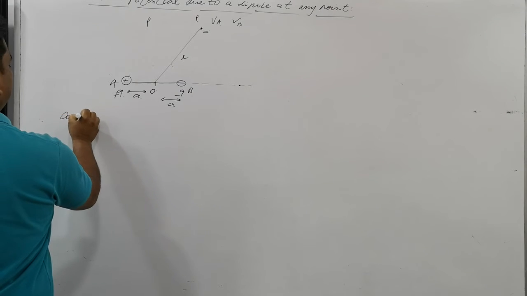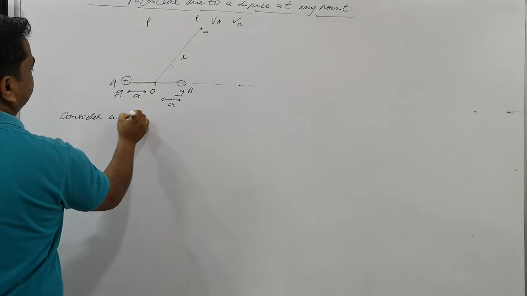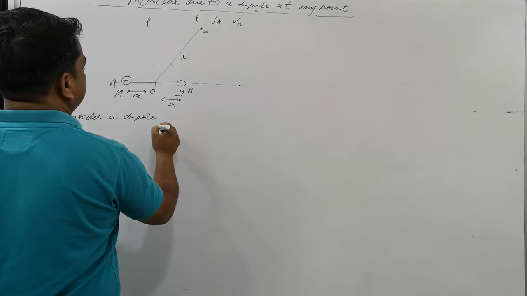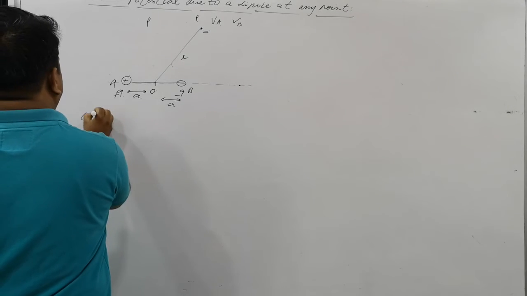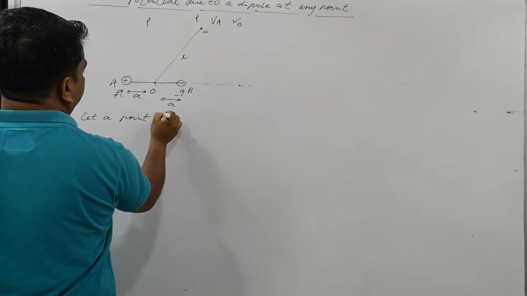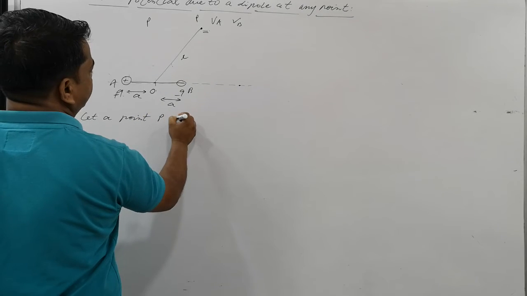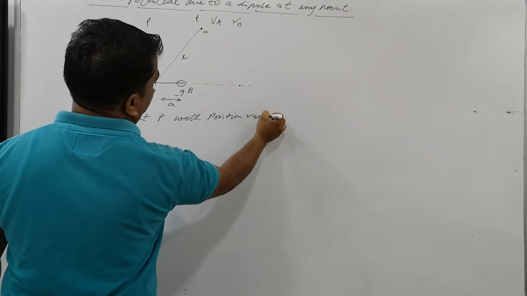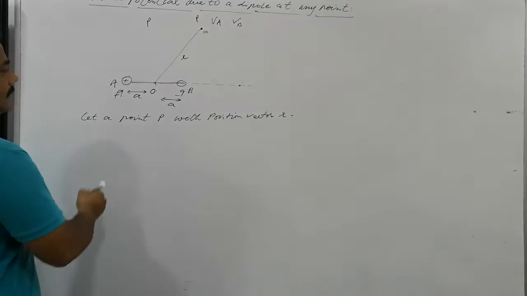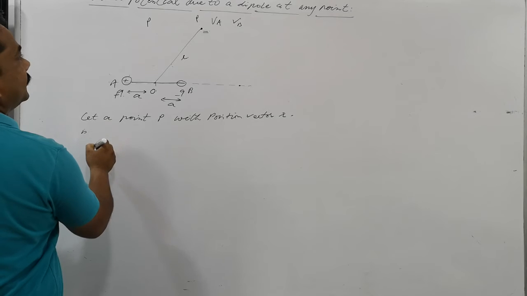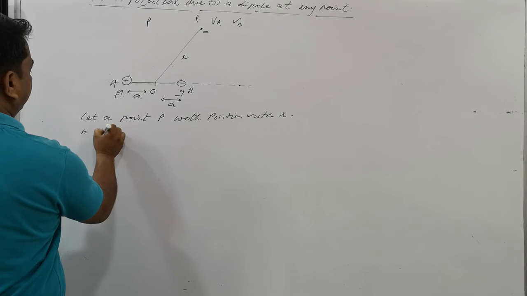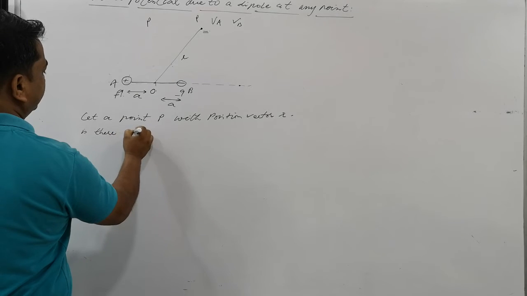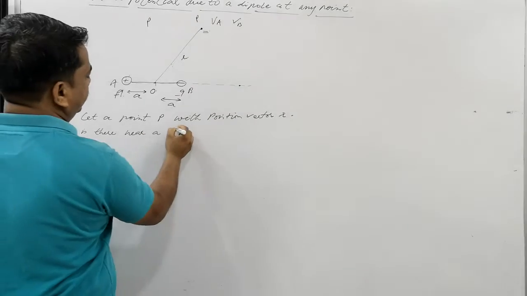Now what is the basic line you will write here: consider a dipole. Let a point P with position vector R be near an electric dipole.